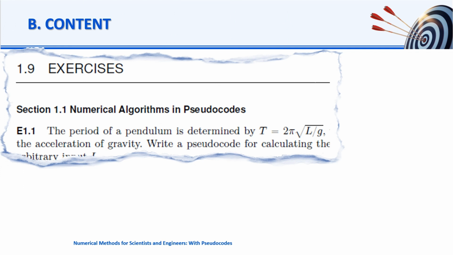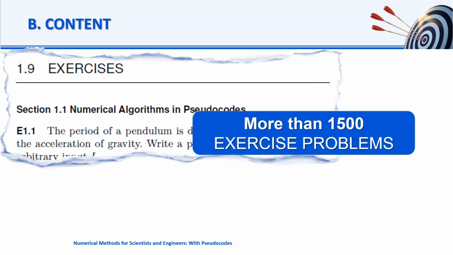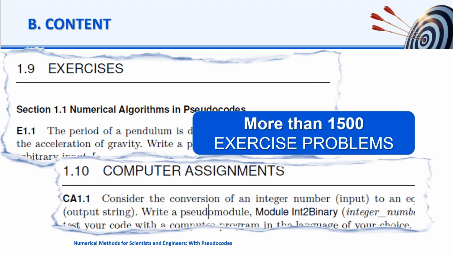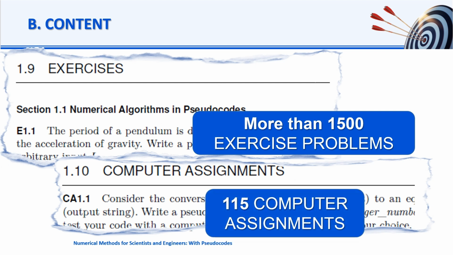The science and engineering students are motivated by solved examples and end-of-chapter exercises. Furthermore, solved examples and end-of-chapter exercise problems are also selected from various disciplines to demonstrate the relevance of the methods in science and engineering. In addition to exercise problems, each chapter includes computer assignments. There are a total of 115 computer assignments. Some exercise problems are also suitable to be assigned as computer projects.